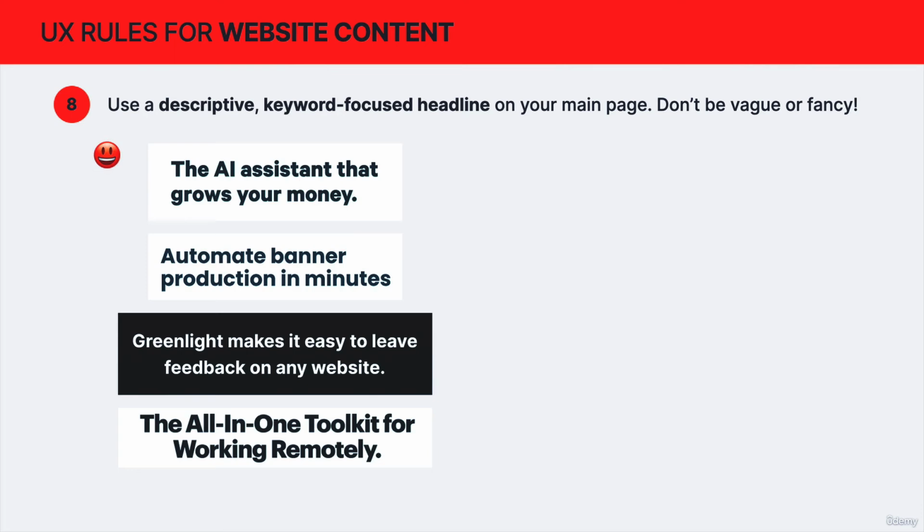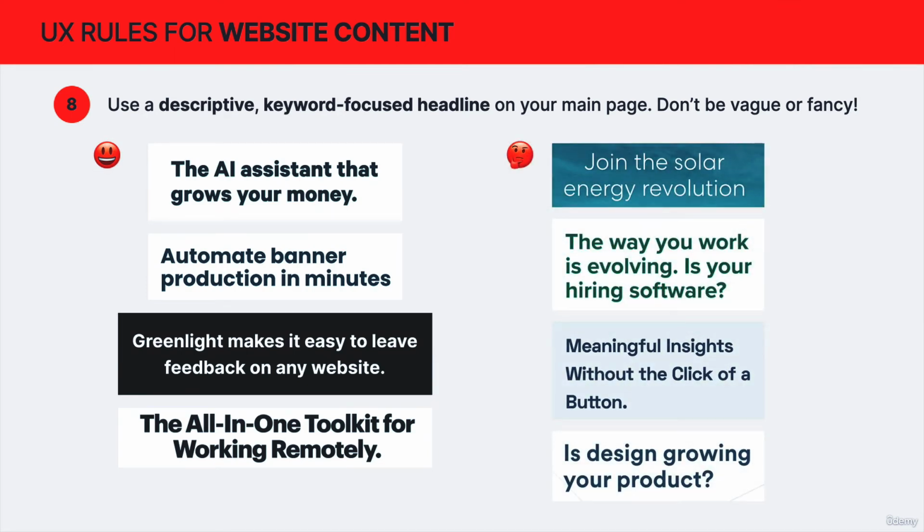Now, many websites are actually way too vague or even too fancy here. And so please don't do anything like this. For example, if you just read the headline of this website, which says, "Join the solar energy revolution," what would that business really be about? So again, the main headline of the website should really convey what the business does or what the website is all about. Because once more, this will help your users reach their goal faster. Because how can they reach their goal if they are not even sure what the website is all about or what the business even does?